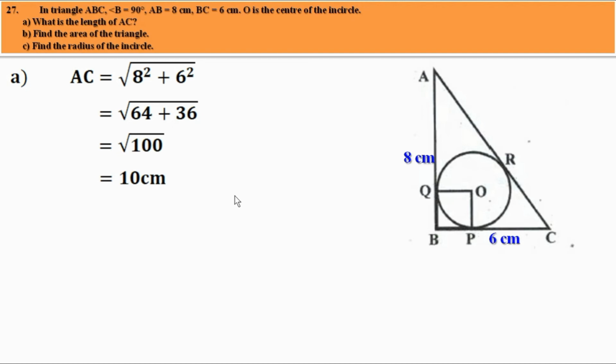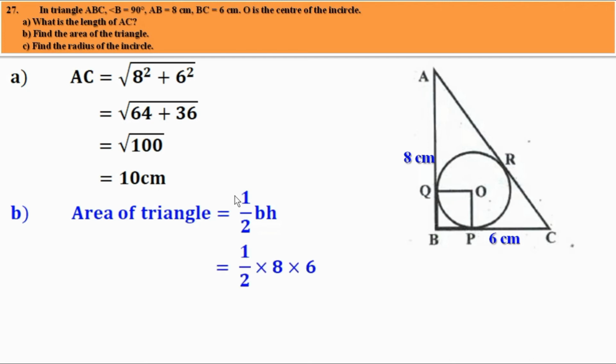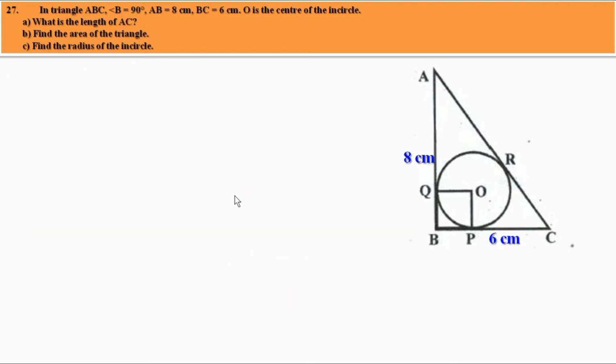Now we have to find the area of this triangle. We know area of the triangle equals half b h. Here b is 6 and h is 8. So we can rewrite it as half into 8 into 6. Half into 8 is 4 and 4 into 6 is 24. So the area of the triangle is 24 centimeter squared. The sides of the triangle are 8, 6 and 10.